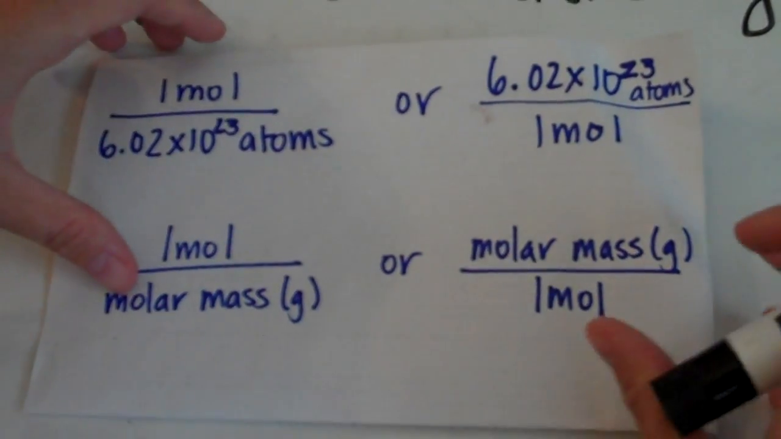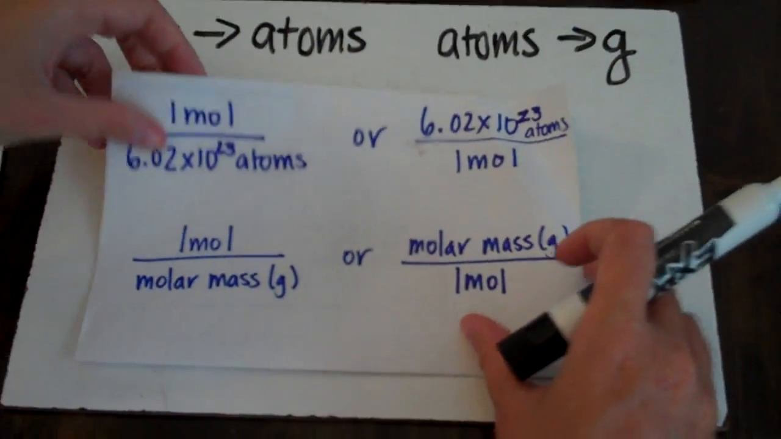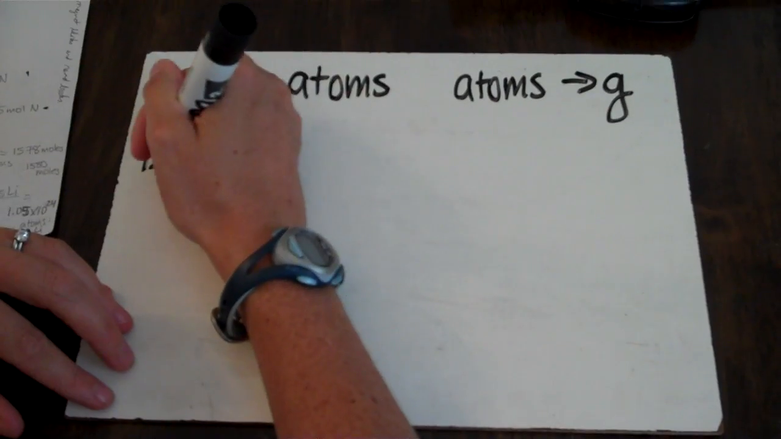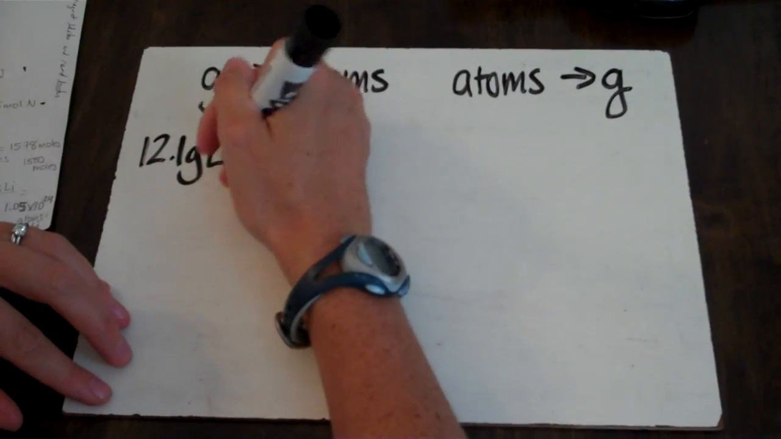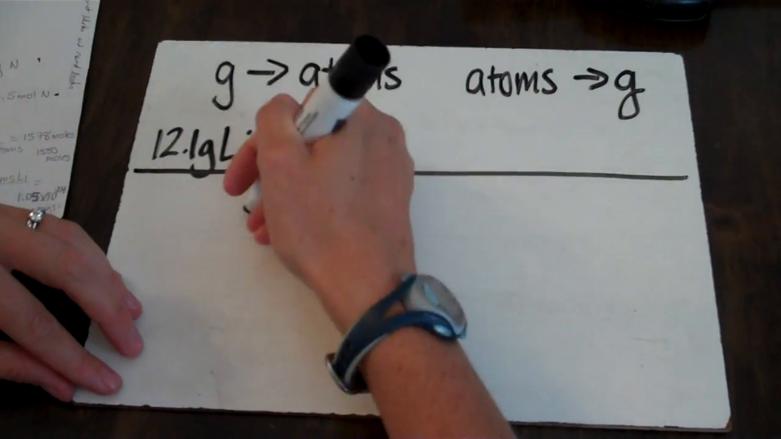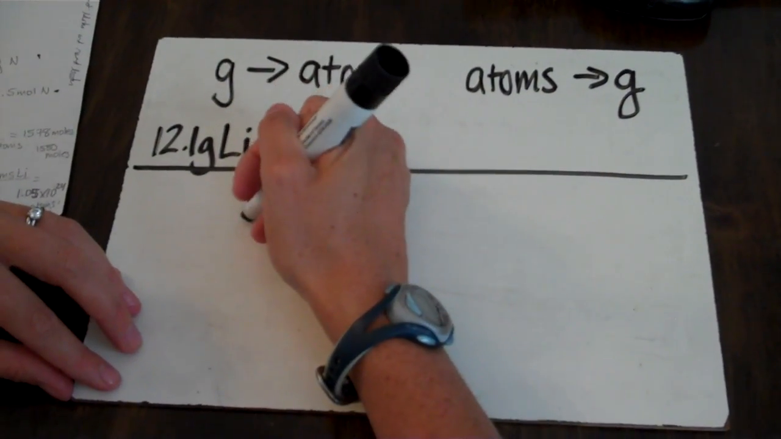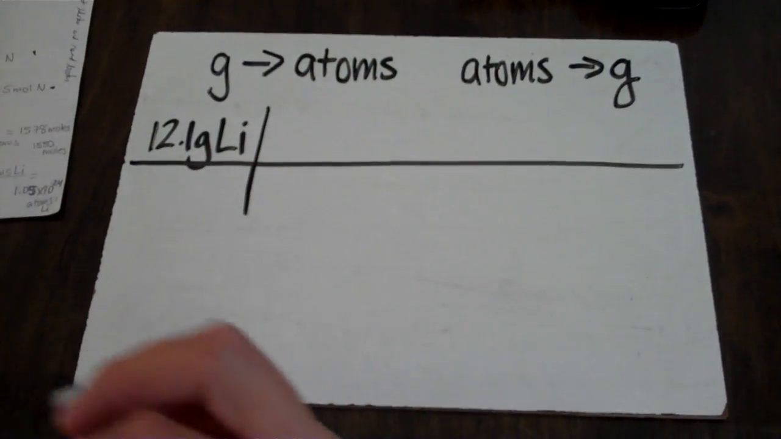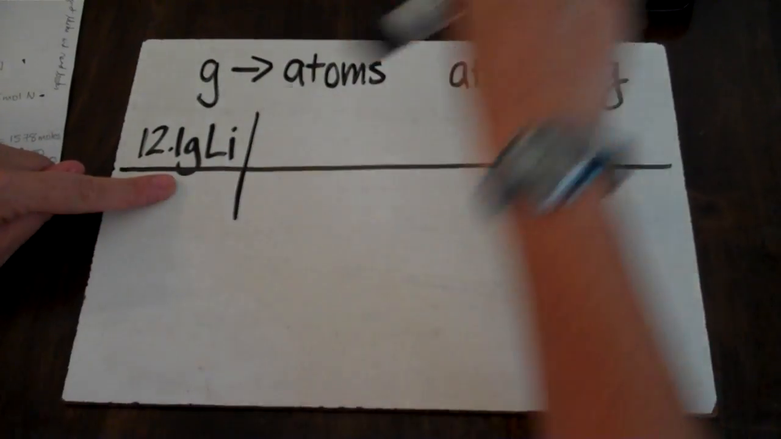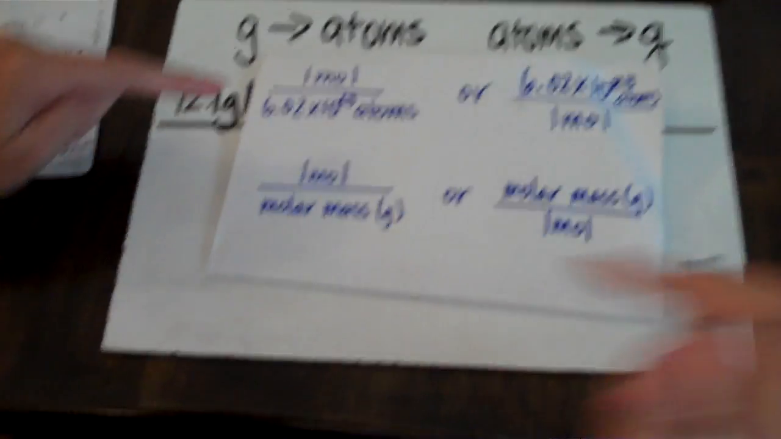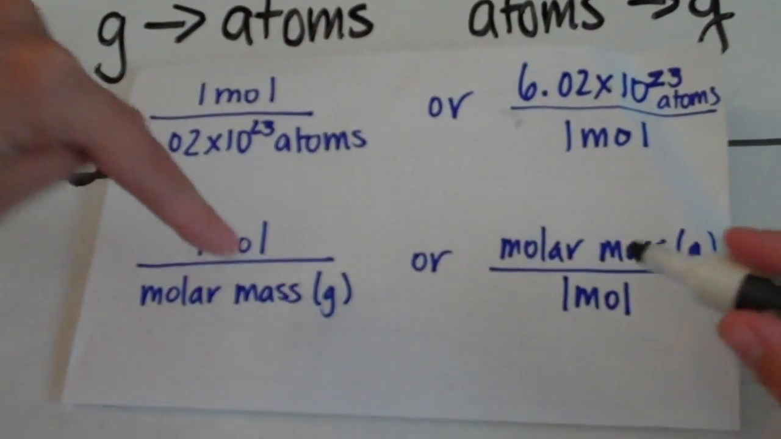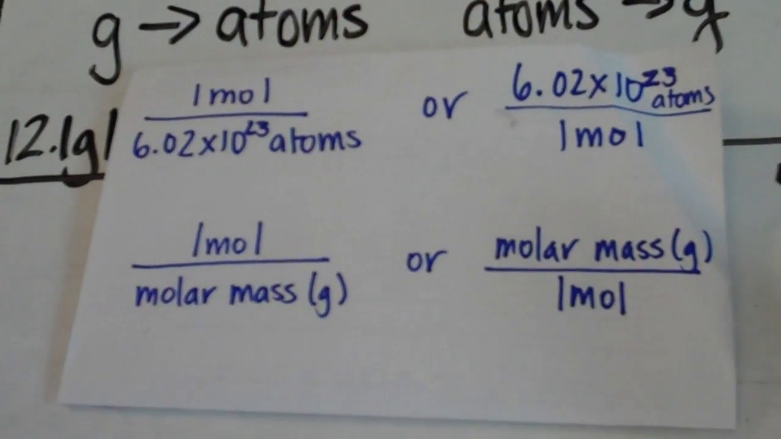So we're going to go ahead and get started and write down what we're given. And what we're given in this problem is 12.1 grams of lithium. I like to draw a real long railroad track because this is going to take some room, okay? Now, the first thing we need to do is find the conversion factor that uses grams. This one just has moles and atoms, and this one has moles and grams. So we're going to use the second group here.